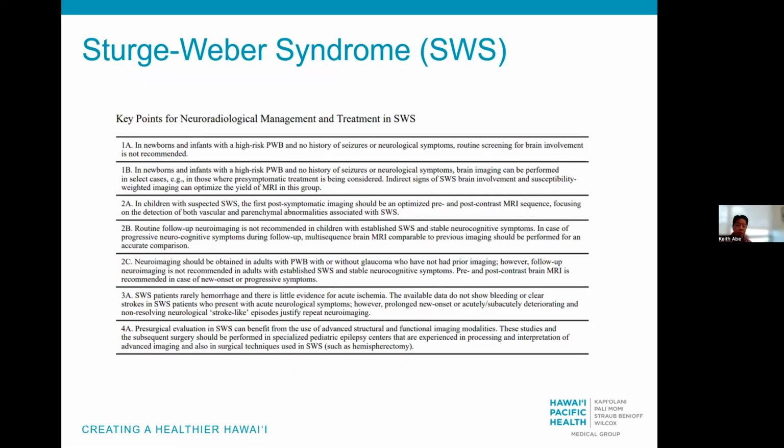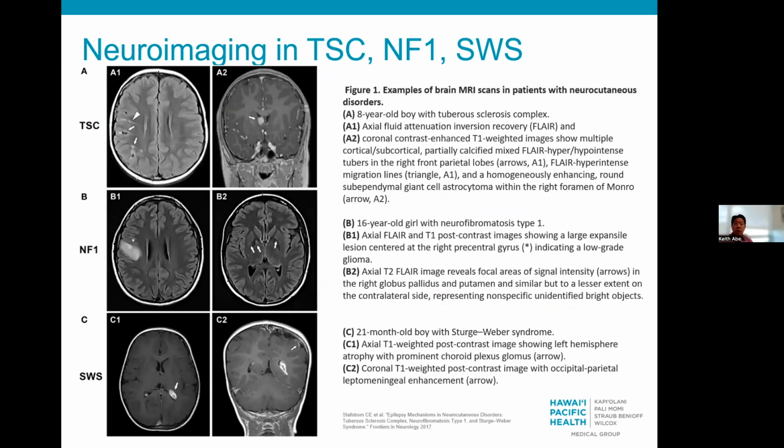I'm going to skip this, which is just about imaging in Sturge-Weber. So again, looking at all three, for TSC, the subcortical tubers, these white regions, sometimes they have radial lines of abnormal development, and then the subependymal nodules, and sometimes giant cell astrocytoma, often near the foramen. And these patients get 1 to 3 year MRIs.